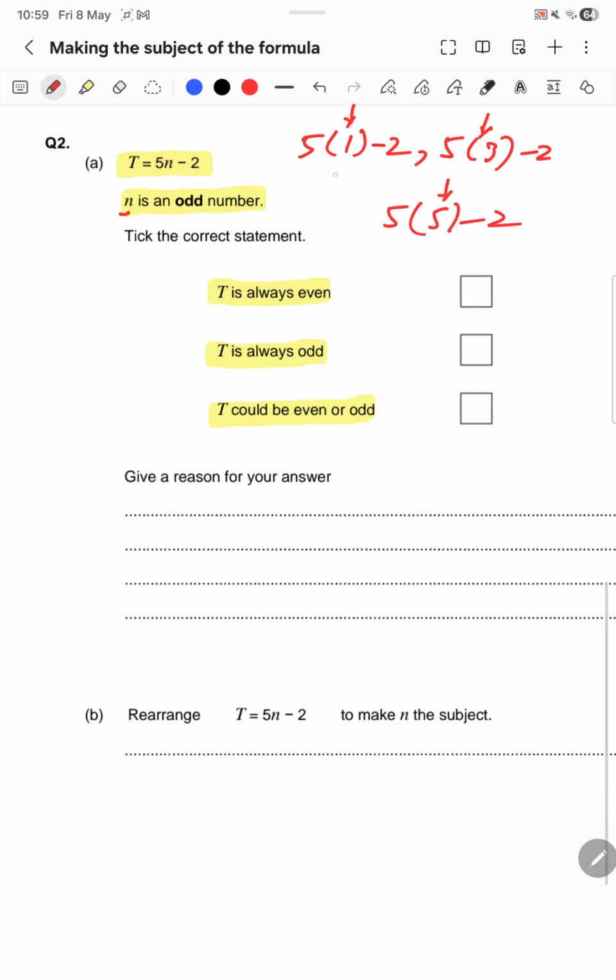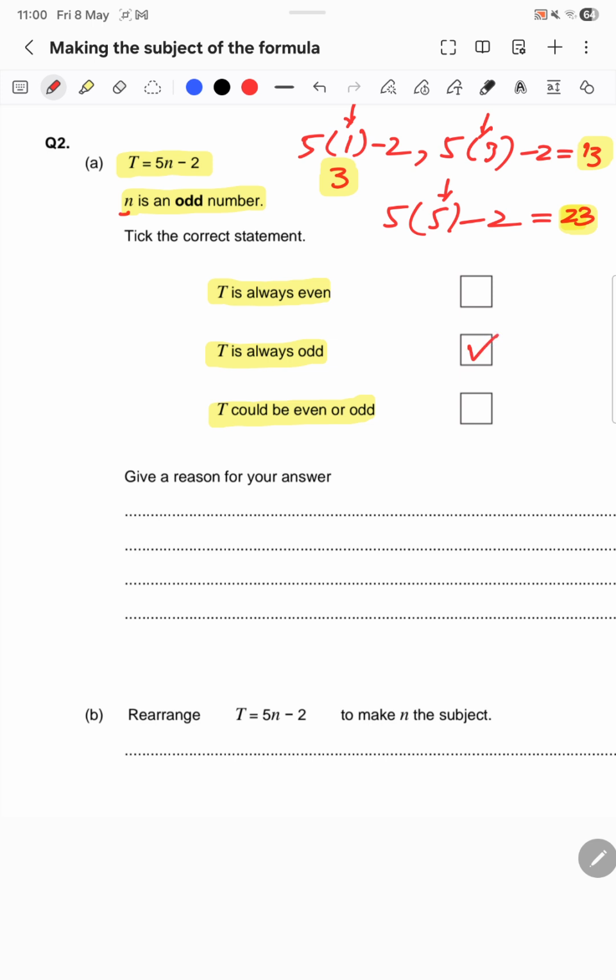So 5 times 1 is 5, take away 2 is 3, 5 times 3 is 15, take away 2 is 13, 5 times 5 is 25, take away 2 is 23. So you can see all the answers are odd numbers. So it means t is always odd, so we need to tick this one.